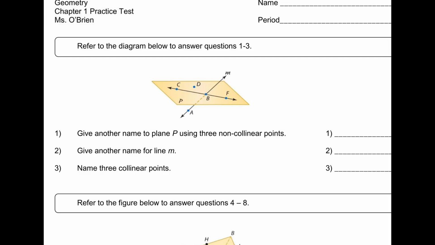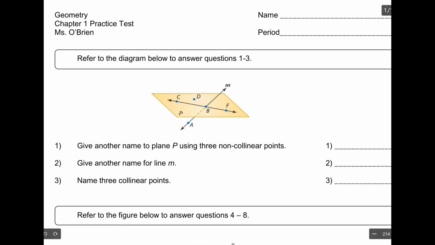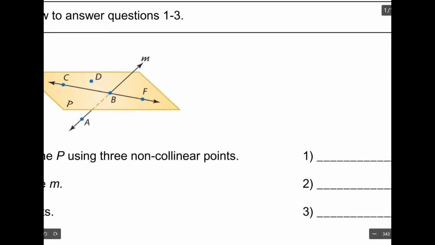Okay, spend about 10 minutes or so going over this. Give another name to plane P using 3 non-collinear points. So what would be another example? What would be another way to write this?